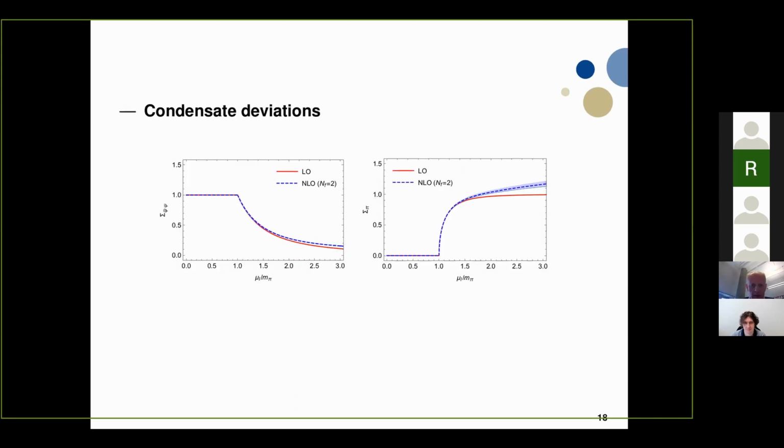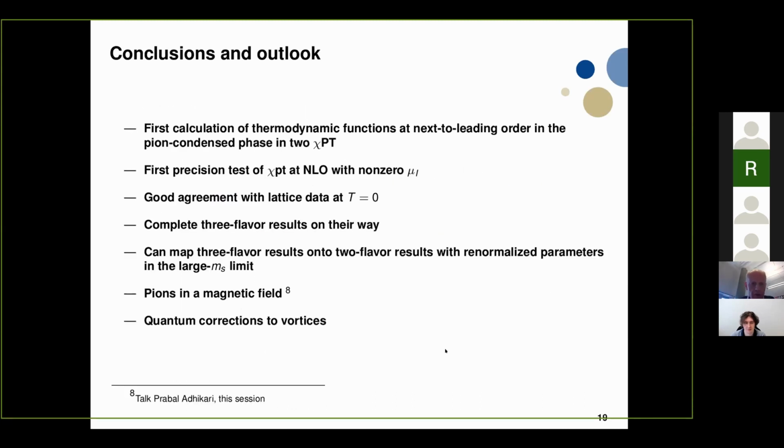And then I'll skip that. I'll just come to my conclusions then, and some outlook. First precision test of chi-pt at next to leading order. Good agreement in general with lattice results at t equals 0. We're still working on our three flavor results. They will be out soon.